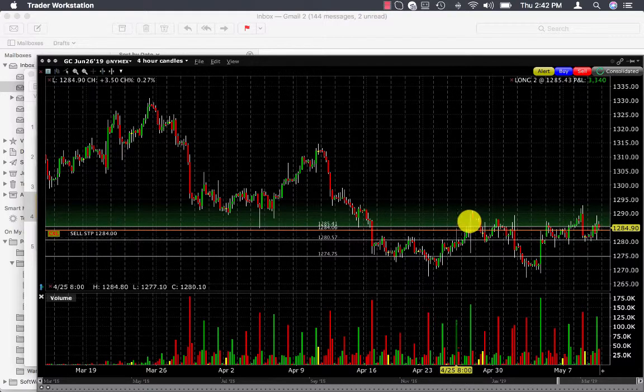And you'll see more points throughout where it seems to get to that level and struggle more than others. Like this 1290, for example, is a big level for us. So let's go ahead and look at that.